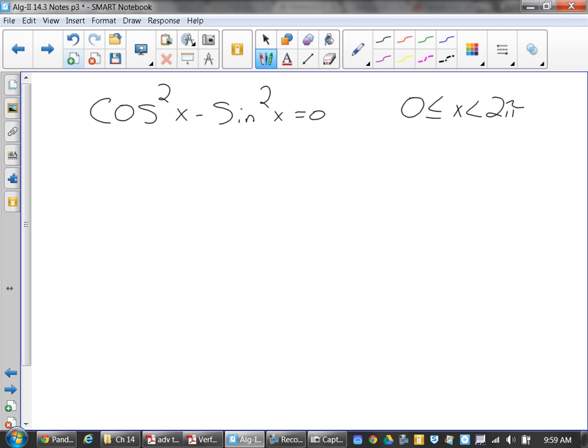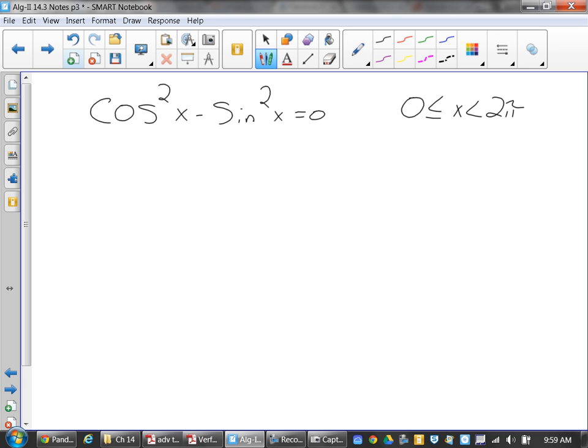So does it matter which one? Good question. Does it matter which one you switch? No. So whatever one you like better. I like sine a little better. All right, so you want to replace cosine with sine? Cosine squared, how can you rewrite that then? 1 minus sine squared. Perfect.